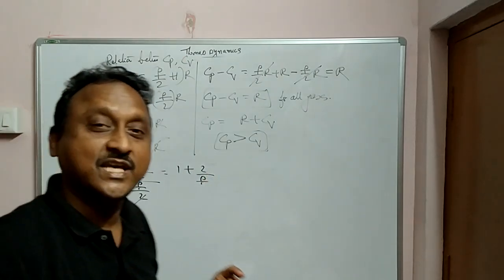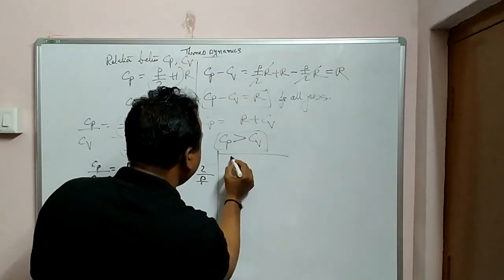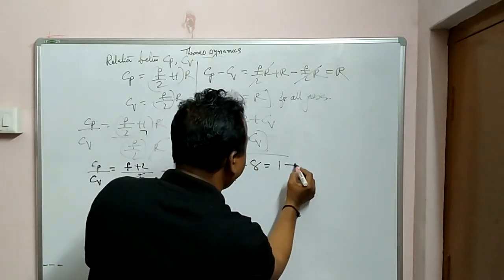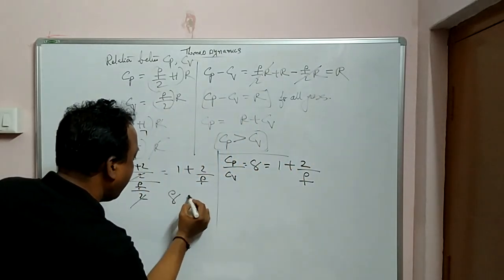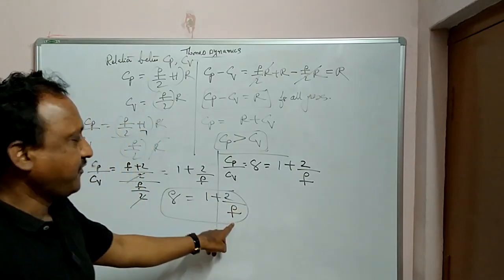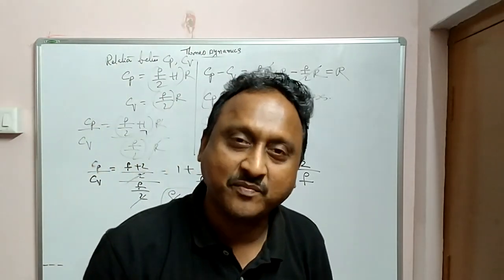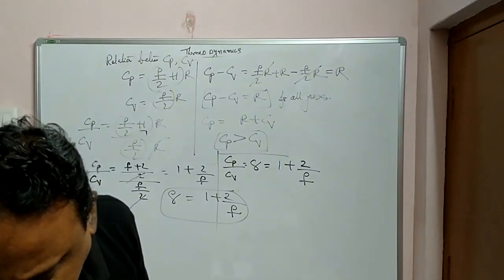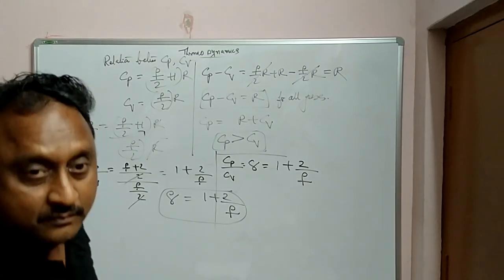But we know what is Cp by Cv? Gamma, ratio of specific heats. So as we know, Cp by Cv is equal to gamma, therefore this is equal to 1 plus 2 by F. Very very important derivation this one. So gamma is equal to 1 plus 2 by F. Here F is degree of freedom and gamma is ratio of specific heat of gas, that is Cp by Cv. Please note down, these are very very important things from the examination point of view. Write down please.